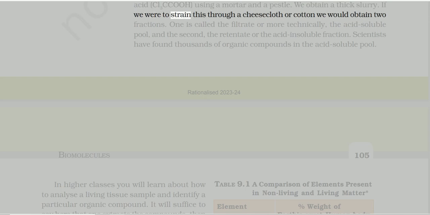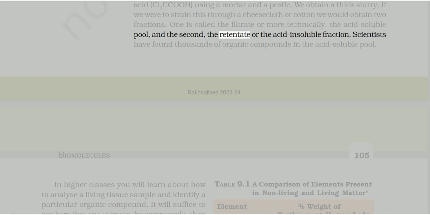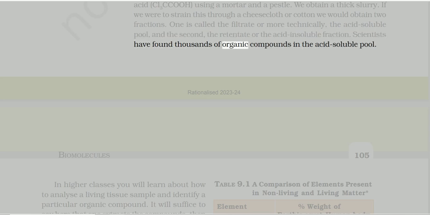If we were to strain this through a cheesecloth or cotton, we would obtain two fractions. One is called the filtrate or more technically, the acid-soluble pool, and the second, the retentate or the acid-insoluble fraction. Scientists have found thousands of organic compounds in the acid-soluble pool.